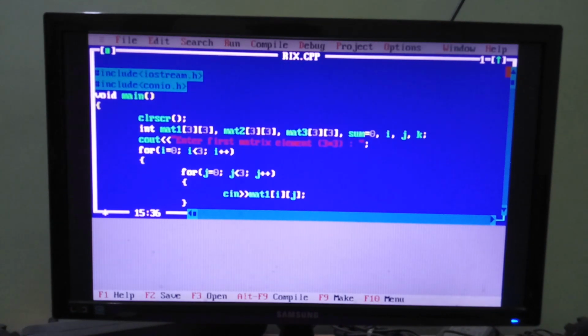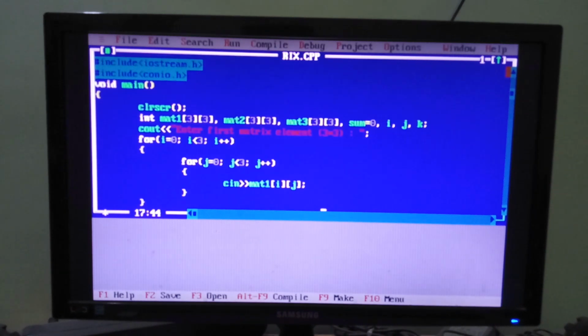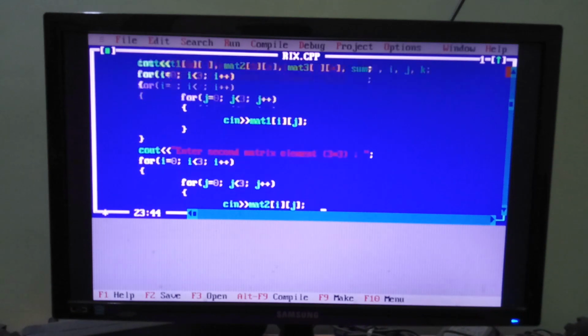For printf messages, I have written here "enter first matrix element 3 into 3", which means we know that there should be 9 elements present. For the second also the same, "enter second matrix element 9", same.